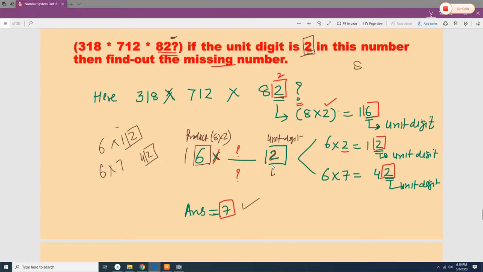So you know 8 into 2 is 16 and 6 is the unit digit, and then the 6 is the number over here, and we know the unit digit is already given, it is 2. So 6 you have to multiply with which number so that the last digit will be 2. So 6 into 2 is 12. So 2 is the unit digit, or 6 into 7, that is 42. So 2 is the unit digit. So 7 is the answer.